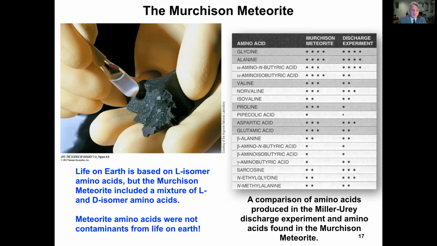So all life on Earth is based on L-isomer amino acids, but the Murchison meteorite included a mixture of L and D isomer amino acids. Now this showed that, given the L and D mix, these amino acids were not contaminants from life on Earth. And in fact, if you look on the right, this is a comparison of the amino acids produced in the Miller-Urey experiment, here the discharge experiment, and those found in the Murchison meteorite.